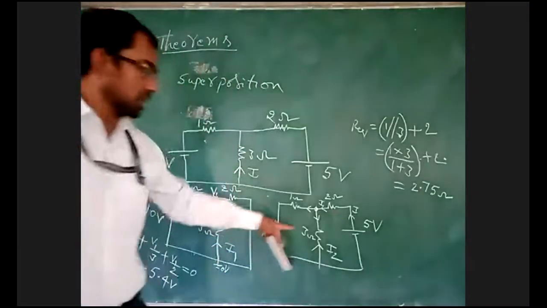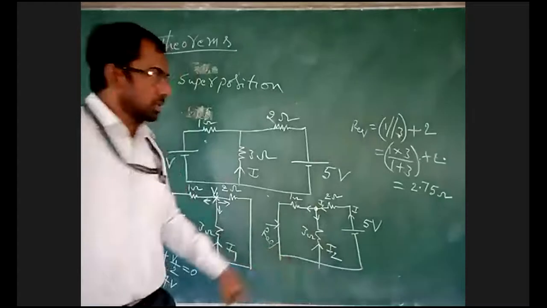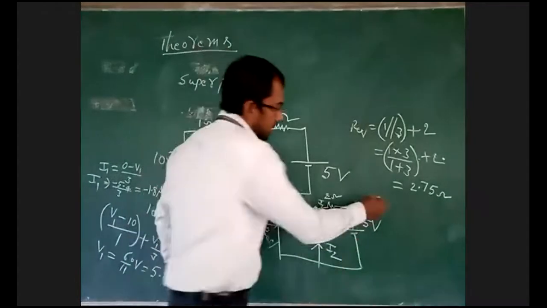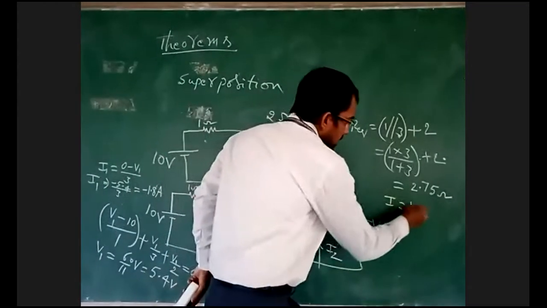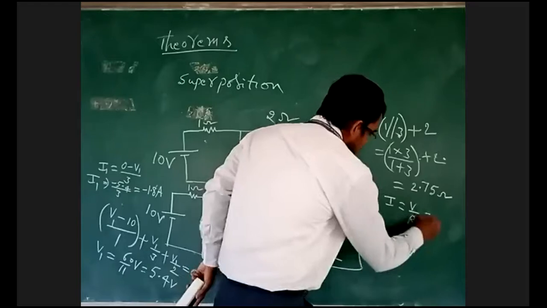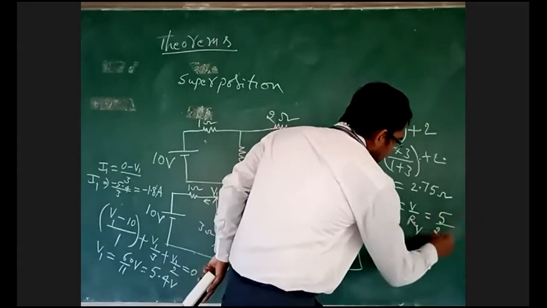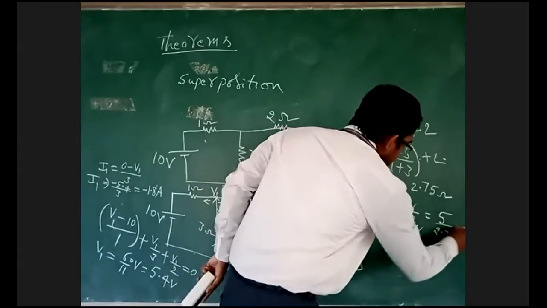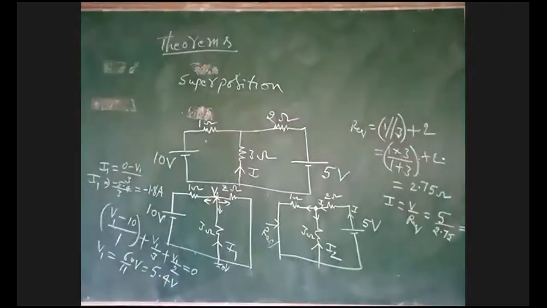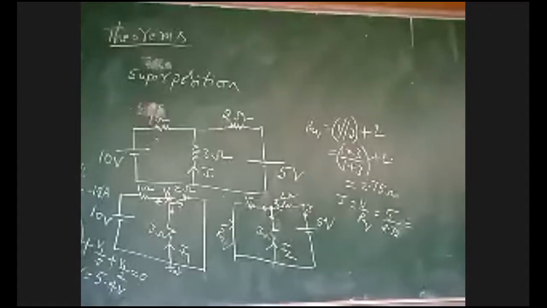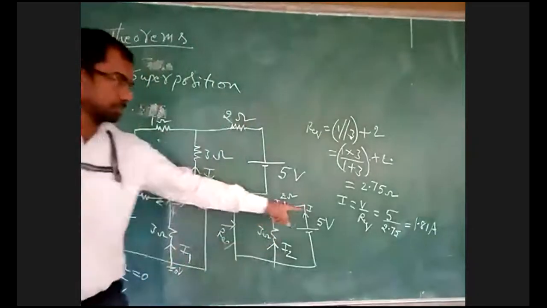Now I have got the total resistance of the entire circuit. Now I will determine the total current of the entire circuit. Total current is equal to V by R equivalent. Your V is 5, divided by 2.75, which is 1.81. Now I have got the total current.